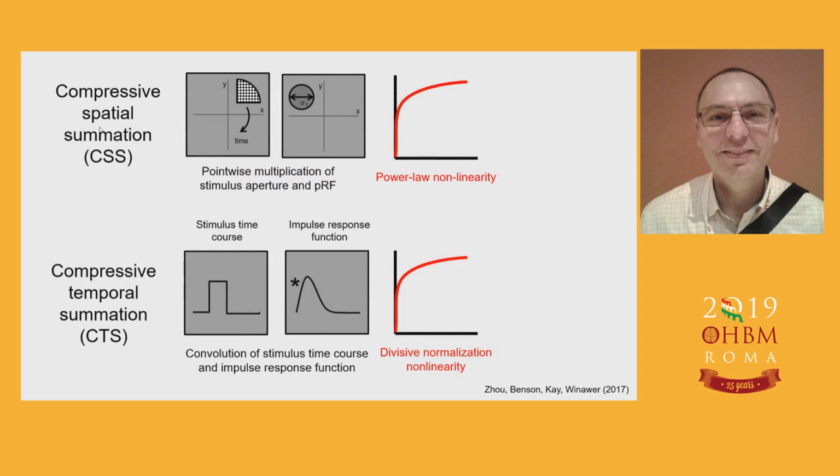We had the compressive spatial summation, and for this we explain the data with a compressive temporal summation model. Instead of a 2D stimulus aperture, the input is a 1D time course, and instead of a 2D PRF, the model is a 1D impulse response function, and then it goes through a nonlinearity. We use divisive normalization instead of a power law. You can ask me about that at another time. It behaves very similarly. And the model actually works quite well.